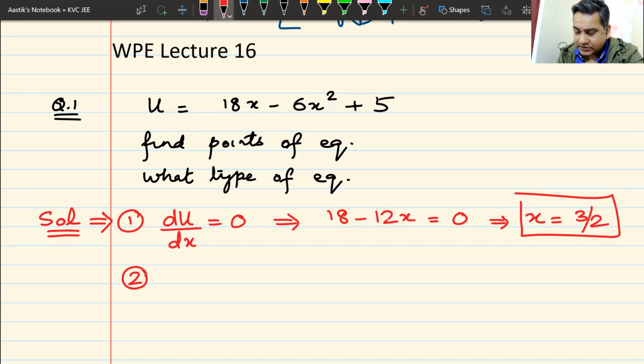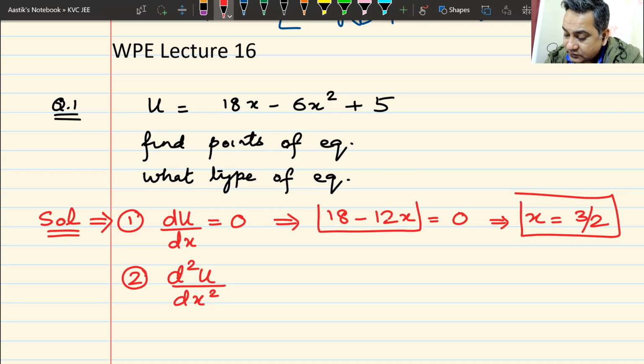How do I get to this step? Now, to get to this step, I must find the second derivative d2u by dx squared. I find the second derivative of this thing. So basically, I got to differentiate this, which I'm marking in green. I have to differentiate the first derivative once more.